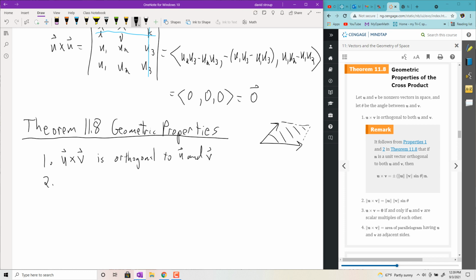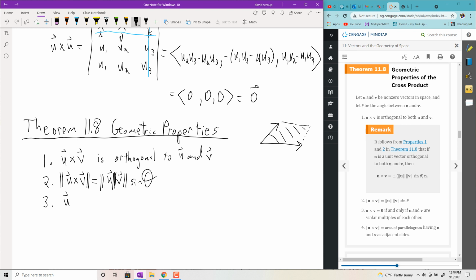Secondly, there's a relationship between the cross product and the angle between the vectors. Before, the dot product was equal to the magnitude of the vectors times cosine theta. Now it's the magnitude of the cross product, so that wasn't in there before. And also, it's not cosine, it's sine. I'm not going to prove this, but it's almost exactly like the dot product formula that we had in the previous section.